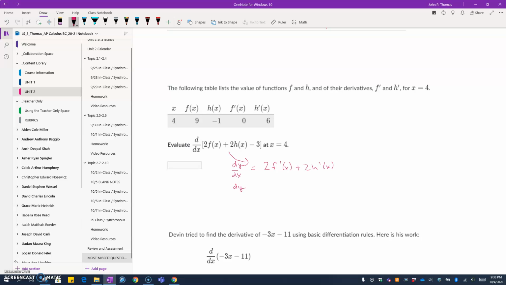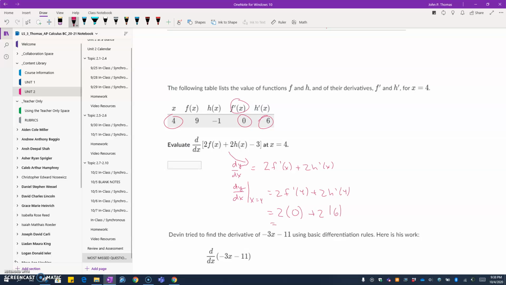Now, they specifically want this at the x value of 4. So we're going to go ahead and drop 4 in there. So I have 2f prime of 4 plus 2h prime of 4. So I go to my table. F prime of 4 is going to be 0. Alright, we get that from right here because we're looking at the column label and the row label. Alright, plus 2h prime of 4, which is going to be 6.